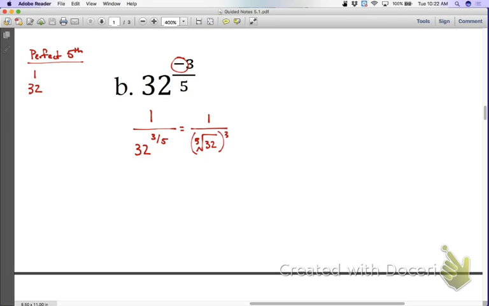So what is this part right here going to turn into? What is the 5th root of 32? 2. So I have 2 to the 3rd. What's 2 to the 3rd? 8. There's my answer.